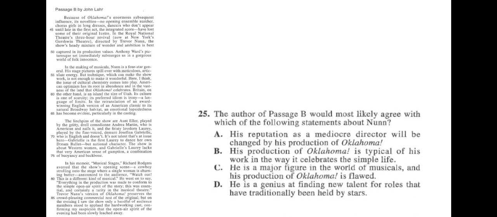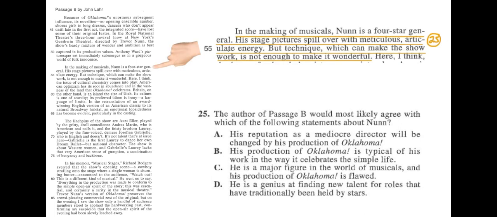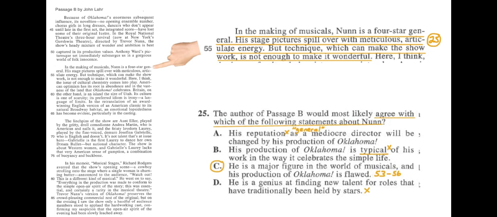The author of passage B would most likely agree with which of the following statements about Noon, or None, however you'd say his name. So his reputation as a mediocre director will be changed by his production. Well, it doesn't say he's a mediocre director. In fact, he calls him a 4-star general. So he has great respect for him as a director. It's just that he is a major figure, but he doesn't particularly like this particular performance. It's a flawed performance. So C.